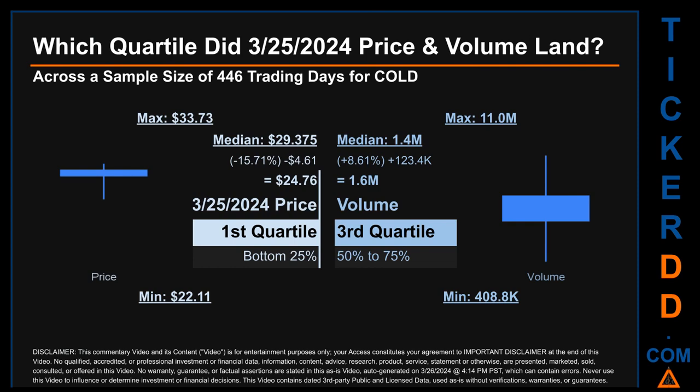Descriptively, COLD has a median price of $29.375. Therefore, March 25, 2024 price was lower from that middle marker by 15.71%. The day's volume of 1.6 million was more than the median by 8.61%.